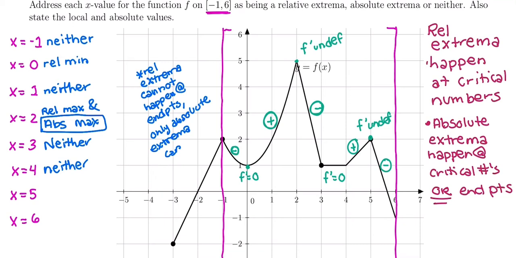The next point is a little bit more interesting because at x is 5, we have another critical number. So I might have a relative extrema there, and then if it's also the absolute highest or lowest point, it's going to be an absolute extrema as well. At that critical number, we switch from increasing to decreasing. So we have a relative max.